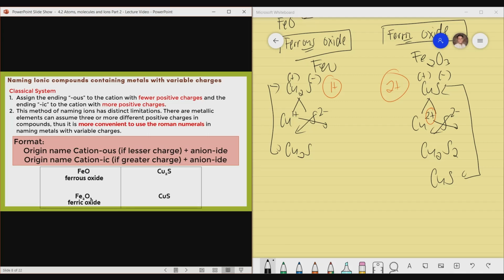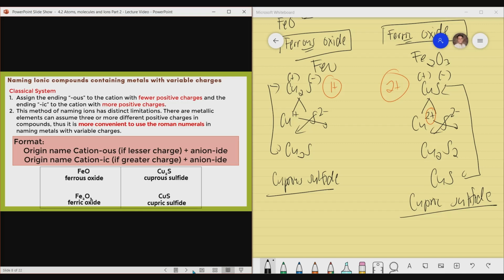You can actually search them from the internet or even look at them at the back of your periodic table. May mga information sa likod po ng periodic table nyo like original name, you can look for it. So for copper, so 1 plus, siya ang gumamit ng mas mababang charge. So this must be cuprous and then sulfide. And CuS, this must be the higher value. So I will have cupric sulfide. Cupric sulfide.